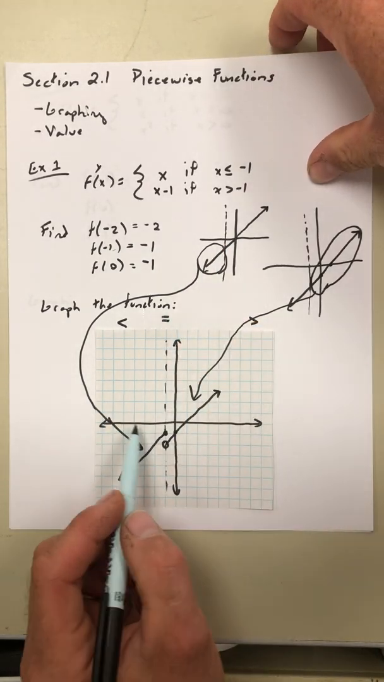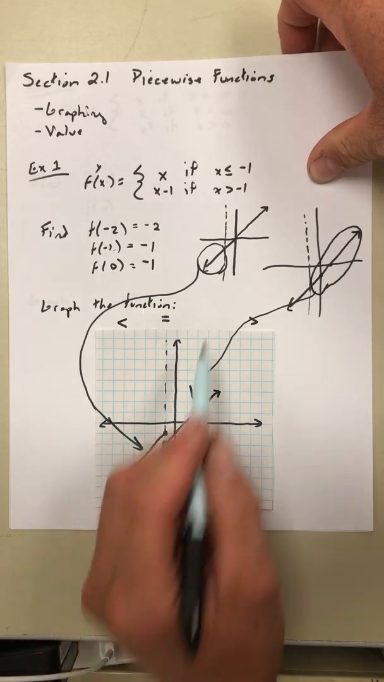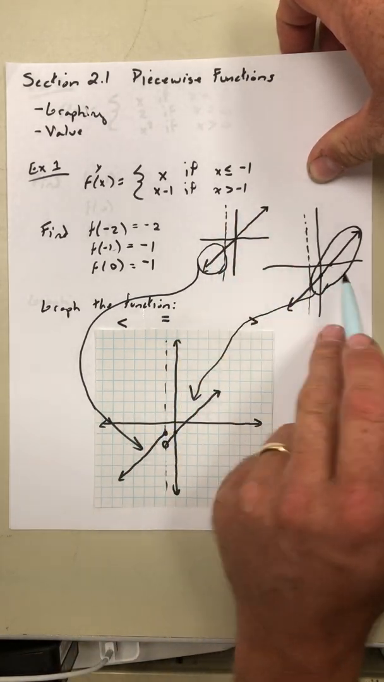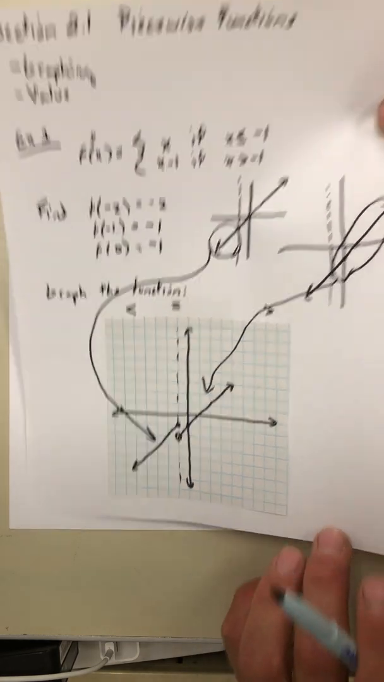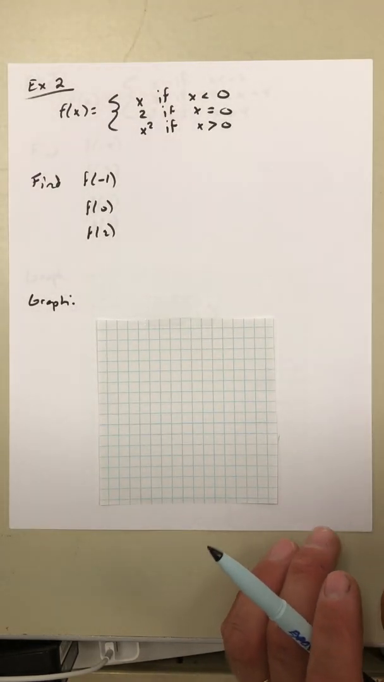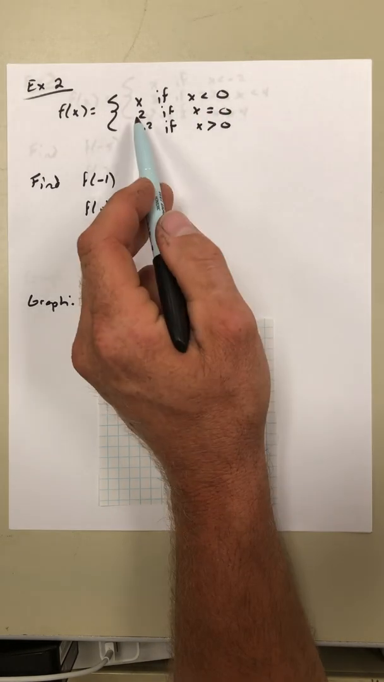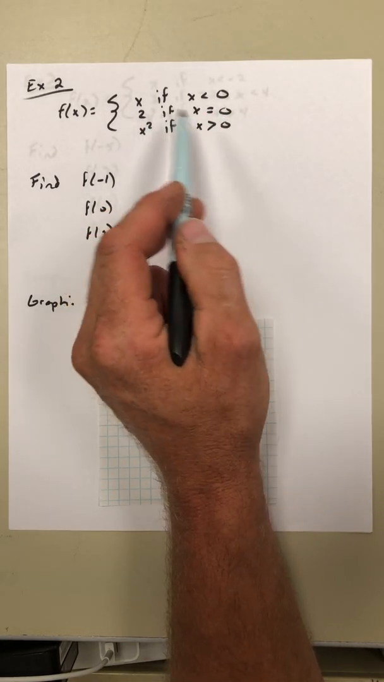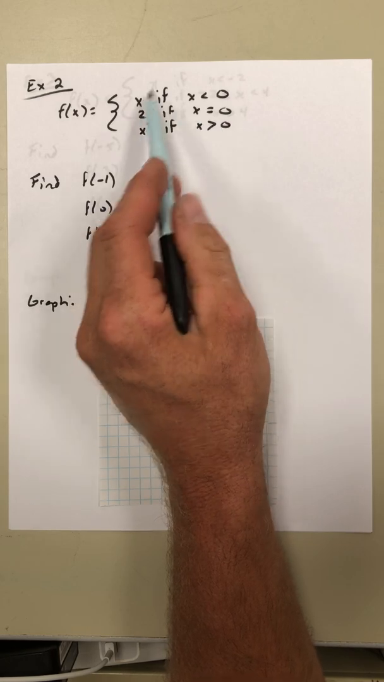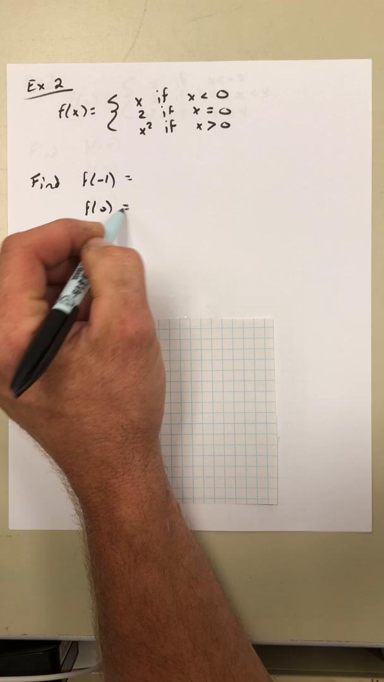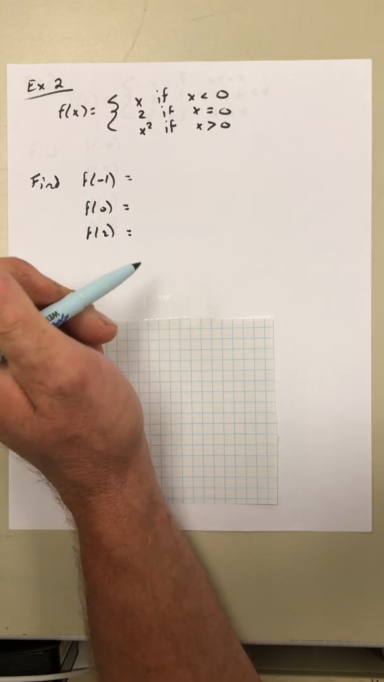And hopefully if it didn't make sense graphing it, maybe looking at the overall graph and then just taking the piece of it that we're interested in will make a little more sense to you. So f of x equals x if x is less than 0, 2 if x equals 0, and x squared if x is greater than 0. Now we have 3 parts to our piecewise function. So can we find f of -1, 0, and 2?